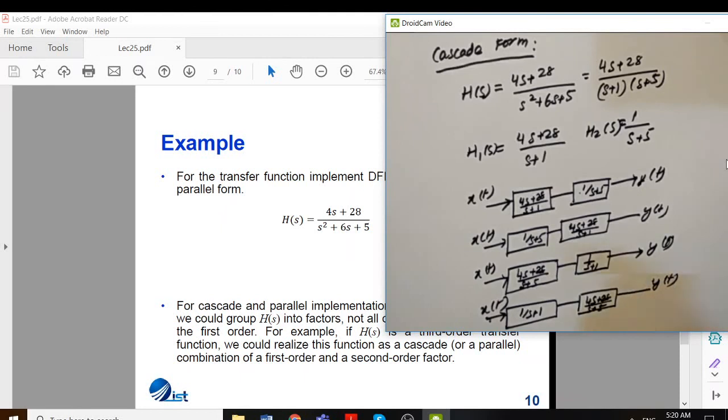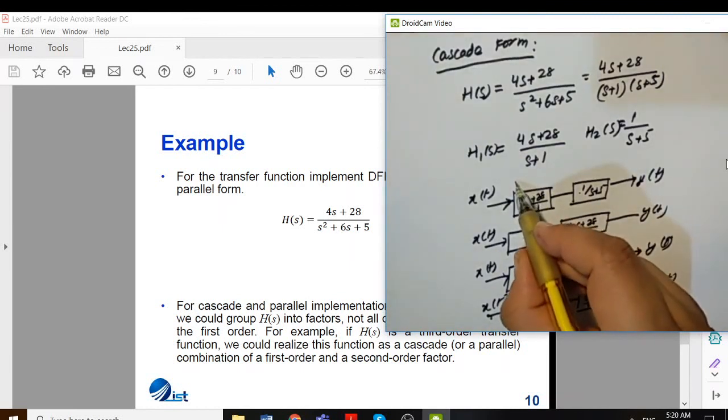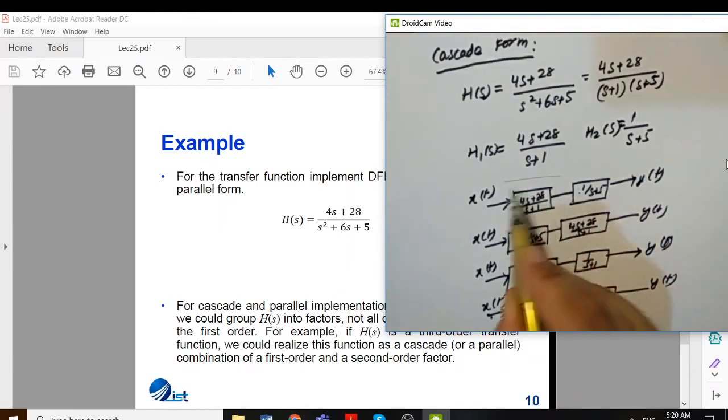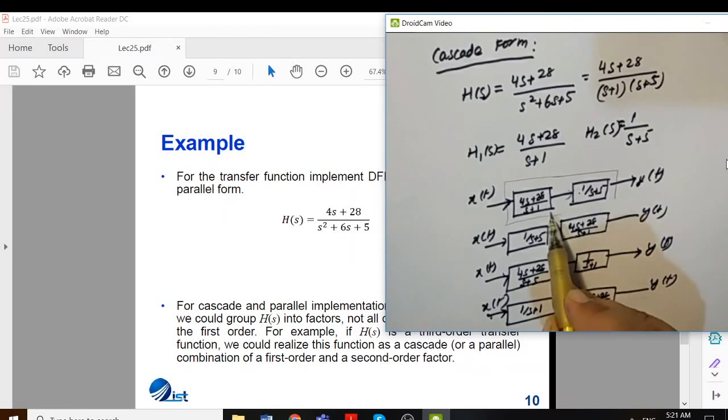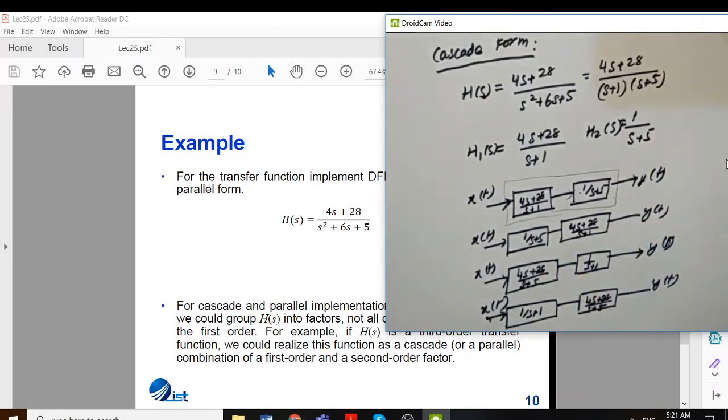Obviously I can't say that implement this system first when I ask you a question like this. So any system you make, as long as you understand the concept that for a cascade connection, there are 2 transfer functions such that the output of the first transfer function is the input of the second transfer function. If you realize this concept and make me any one diagram, that's fine.